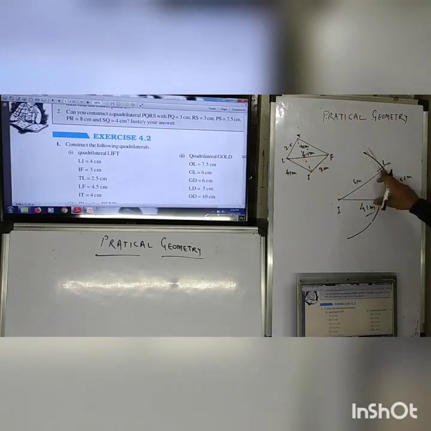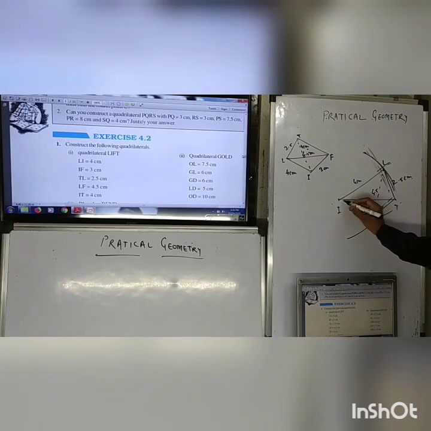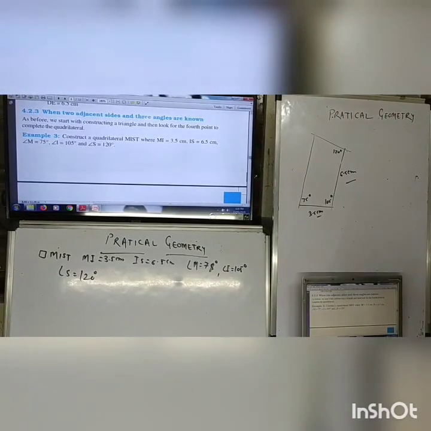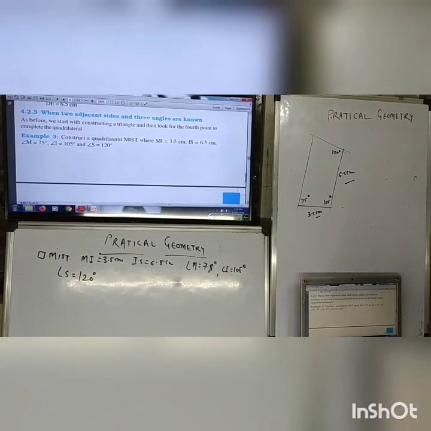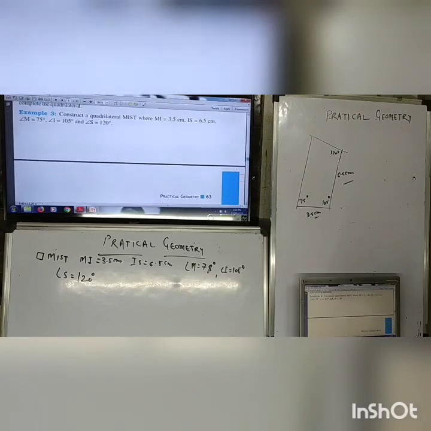Put the metallic end of the rounder at L. Take 4.5 centimeter in the rounder and draw another arc, intersecting each other at F. Now this distance is 4.5 centimeter. This FT we don't know. This IF is equal to 3 centimeter, and the resulting quadrilateral is quadrilateral LIFT.